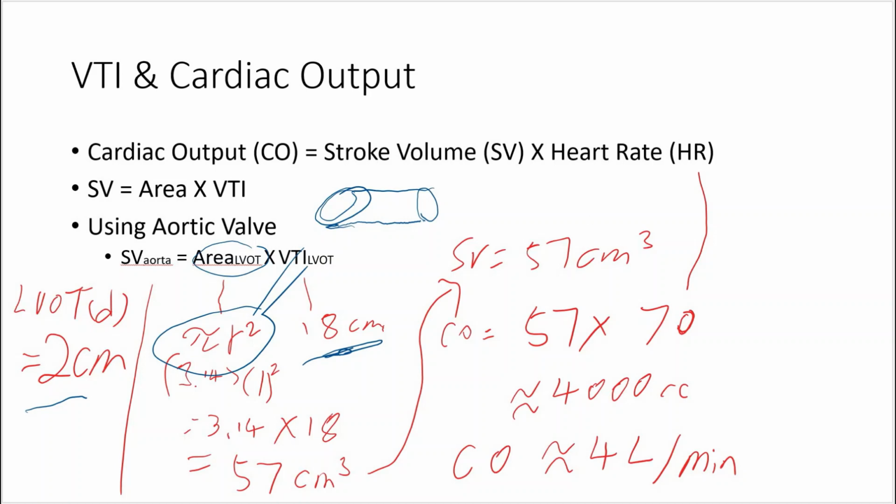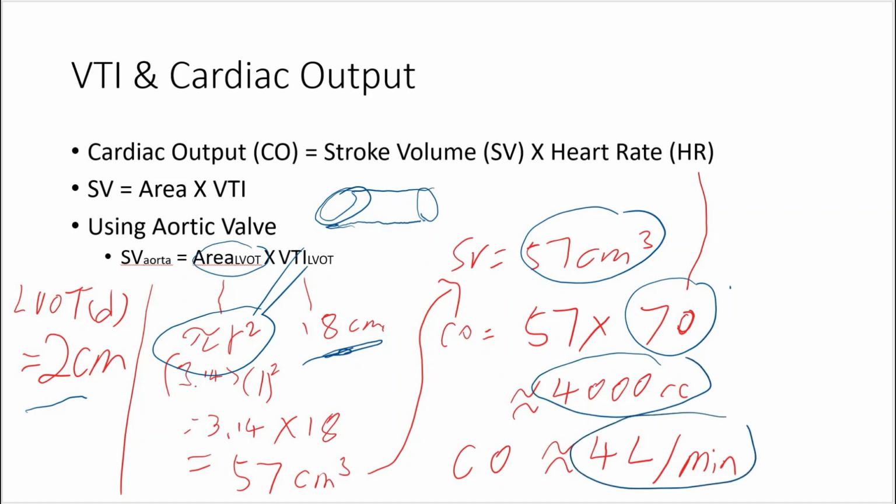So stroke volume equals 57 centimeters cubed, and you multiply that by the heart rate. In a normal person, 60 to 100 is the normal heart rate. So you multiply this by the heart rate, which gives you about 4,000 cc's, and that's about 4 liters per minute, which is a normal cardiac output in a person.